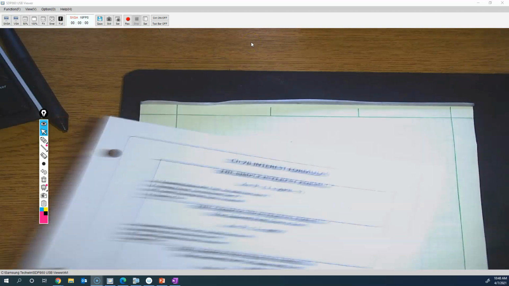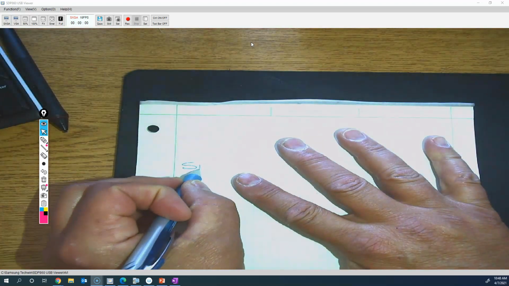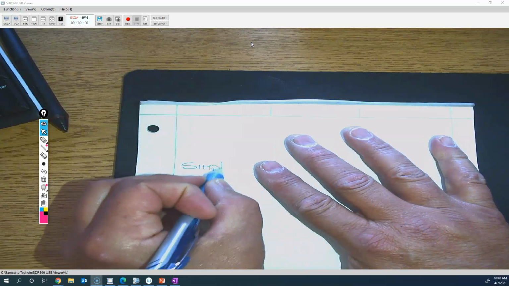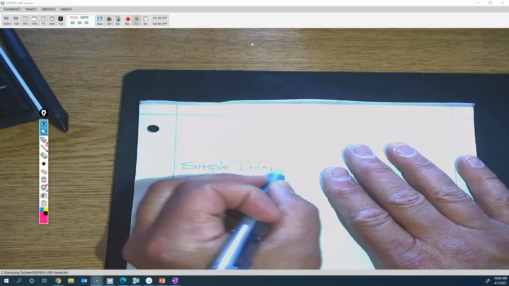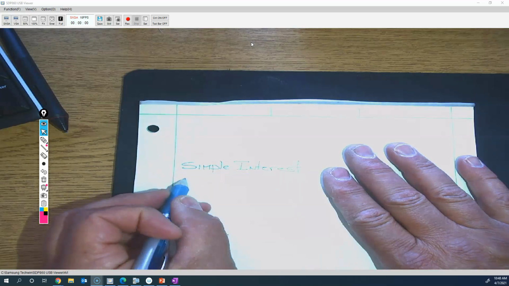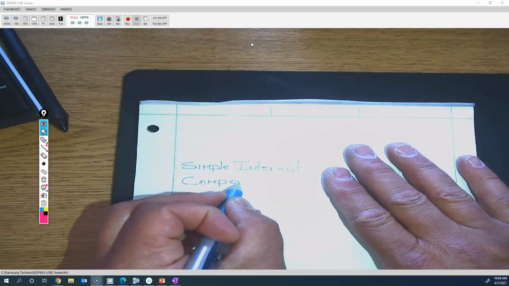The areas that are going to be on your test are, first, the stuff that we did with simple interest, and you've got that formula right in front of you. Okay, so simple interest. Then different questions involving compound interest.